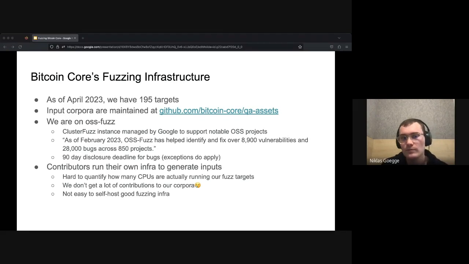Then contributors also run their own fuzzing infrastructure. It's hard to quantify how many CPUs that adds. Judging by the amount of contributions we get to our corpus repo, QA assets, it's probably not that many people, or they're not contributing the seeds back. One reason for that could be that it's not super easy to self-host good fuzzing infra, because you have to maintain that the fuzzing is still running. You have to merge the corpora and then contribute them back to QA assets. So it's a whole hassle to do all of that, and it's not super surprising that we don't see a lot of that.